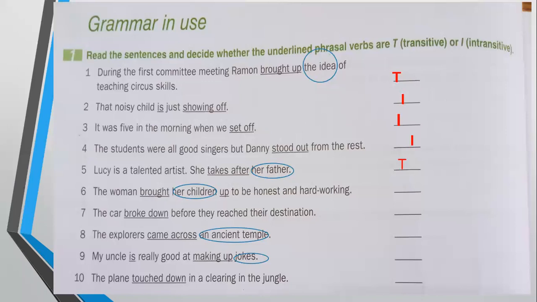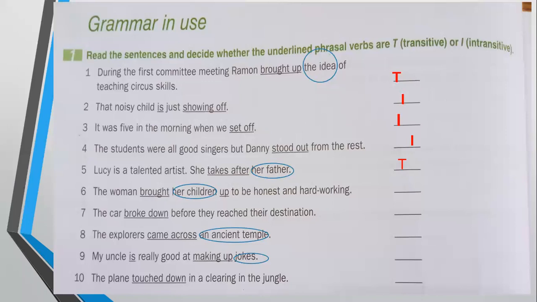The woman brought her children up to be honest and hardworking. Okay, so what do you mean by brought up? بمعنى raise, ربت أطفالها على الصدق. Where is the object here? The children, or her children. Notice here we have the phrasal verb brought up. We separate the phrasal verb, or the verb from the preposition, using the object.